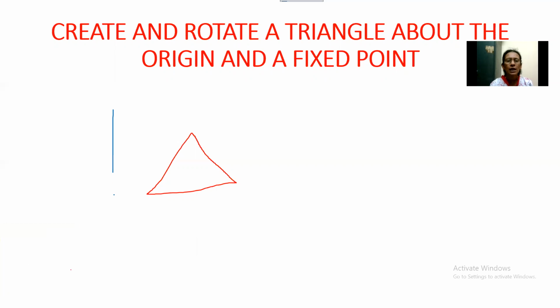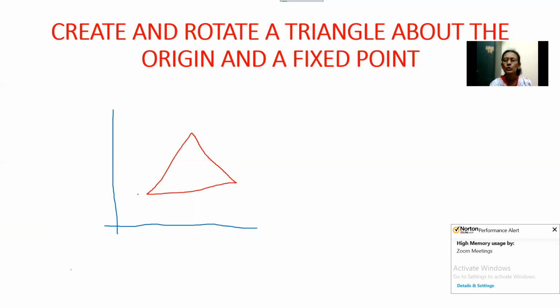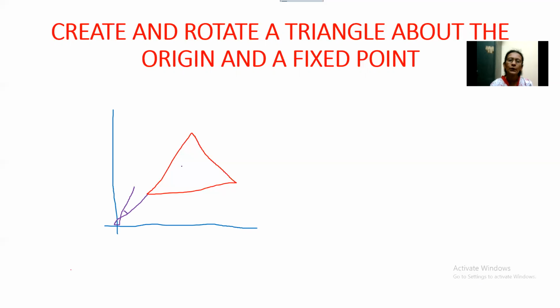Say this is our coordinate axis. Then this triangle is to be rotated about the origin. That means for each of the three vertices, you rotate it about the origin. So when you rotate this vertex by say 20 degrees about the origin, then this angle that you get should be around 20 degrees. Then you rotate this also by 20.